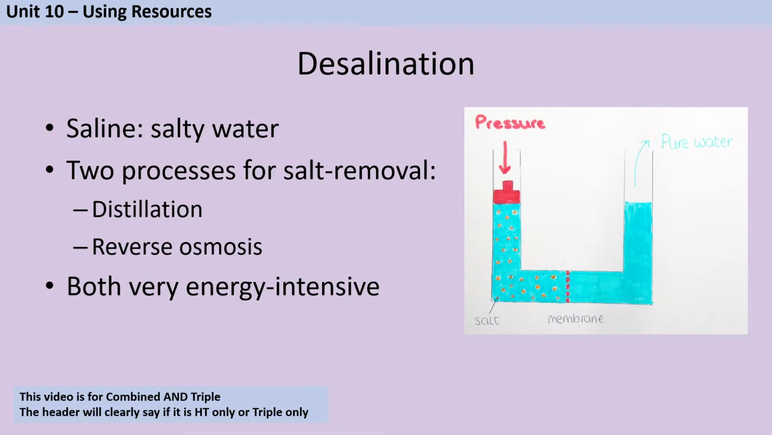And both of those are very energy intensive. The reason we care is because that means they cost more money. But if AQA ask you why we don't use this a lot, the answer is because they're very energy intensive. They usually don't let you have marks for talking about costs of things.